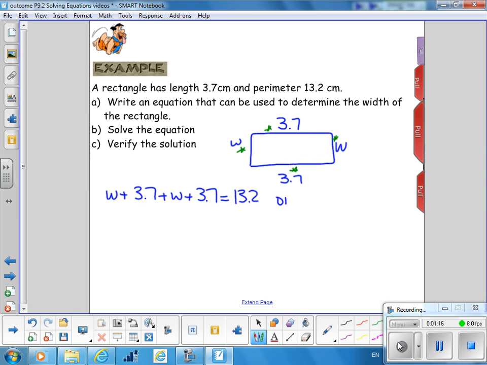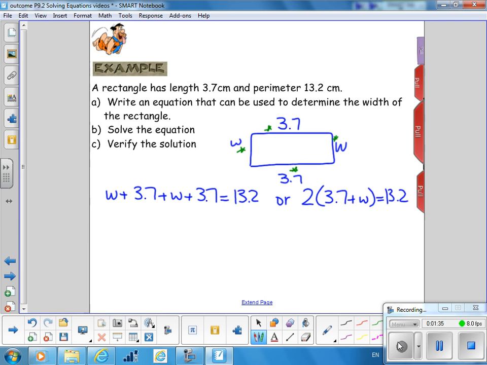Now, another way some of you might have done it is you might have recognized that 2 times 1 of each dimension will also equal your perimeter. And so if you pick that one, you're just going to distribute the 2 through the bracket, and you're going to be at the same spot we're going to be in 1 second.